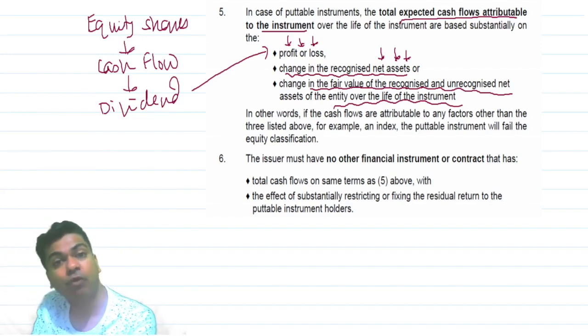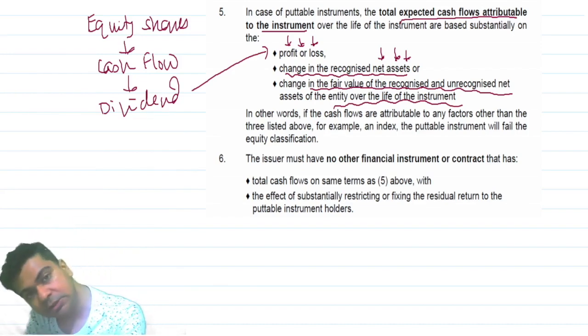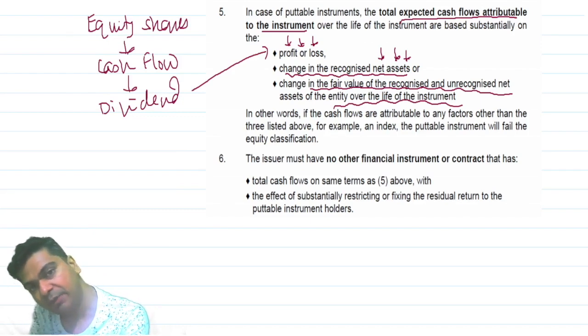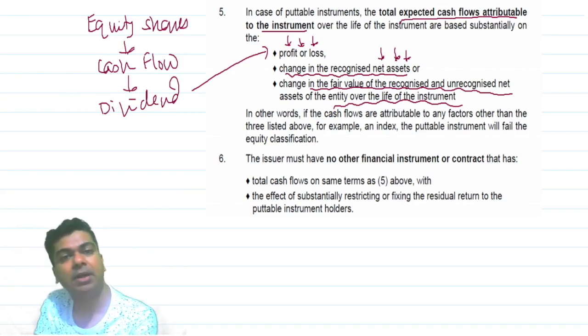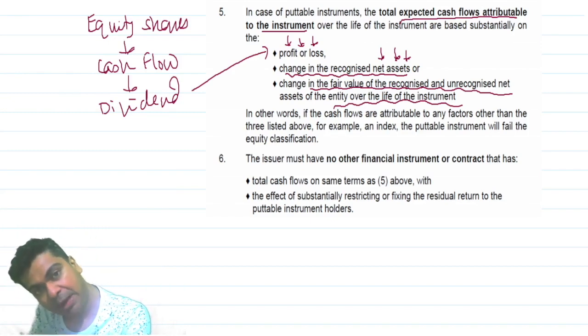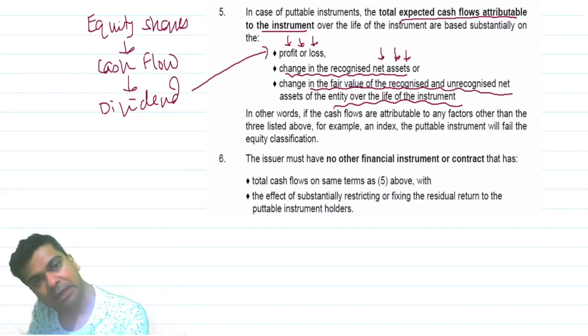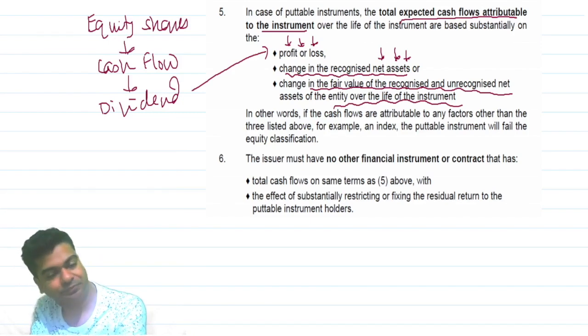This time, the cash flow is not dependent upon profit or loss. The cash flow is not dependent upon the net assets. The cash flow is not dependent upon the changes in the fair value of those net assets. It is dependent upon an index. It is dependent upon some other parameter. It is no longer fulfilling this condition. It is no longer an equity instrument. It shall be classified as a financial liability.